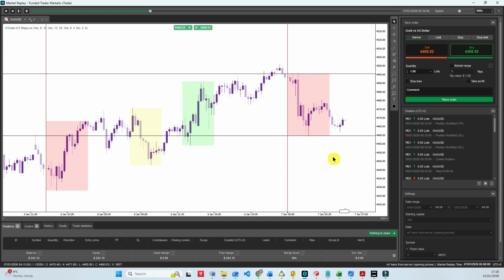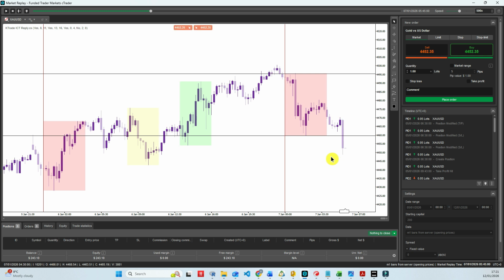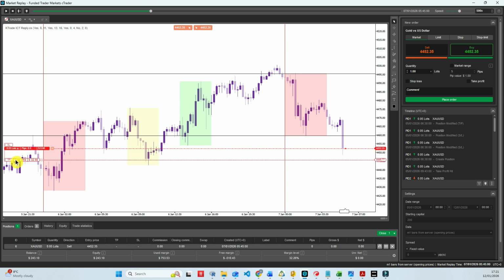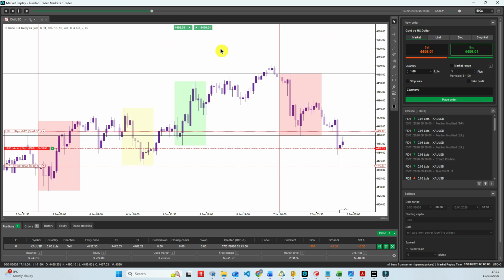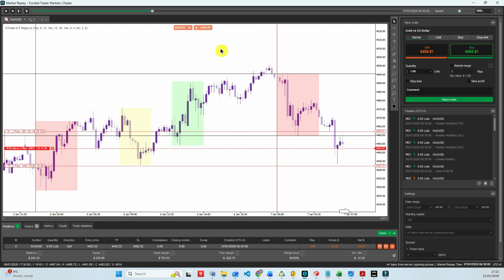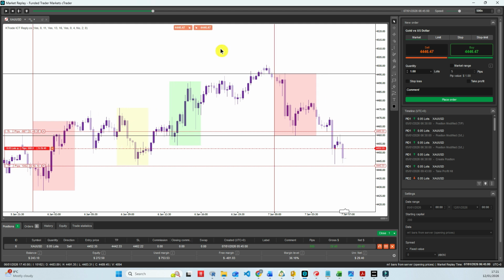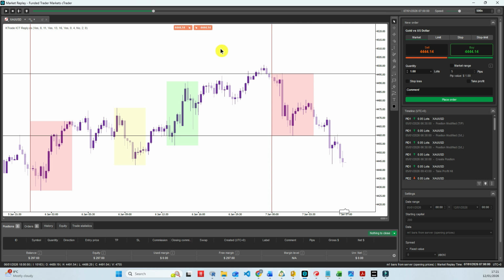So we had a break of the low of Asia. So we take our trade here, we take a sell, we target 1,000 pips. Now 1:1 risk reward. So let's see how this market played out. We were close to our take profit, but we had the price bounce back up. Now the price came down again and we have our take profit.